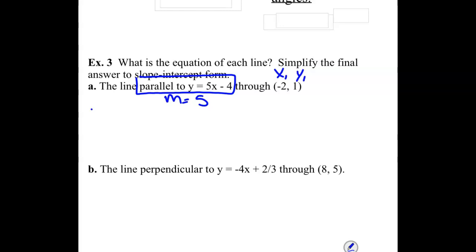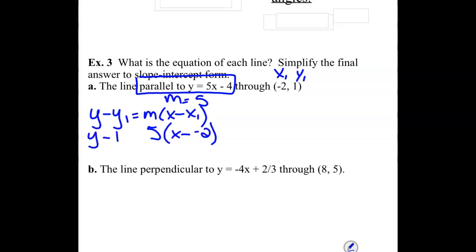We dump it into our point slope formula. We're going to put 5 in for our slope. We're subtracting a -2 in our x coordinate and subtracting a 1 for our y coordinate.